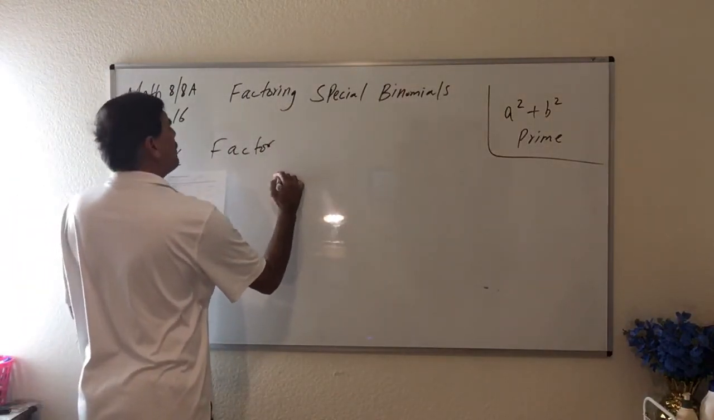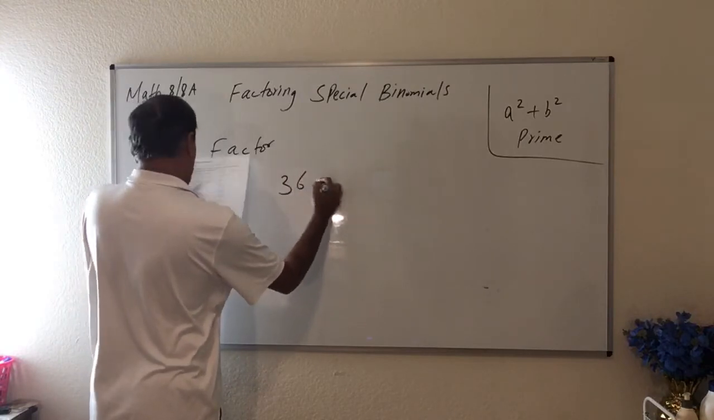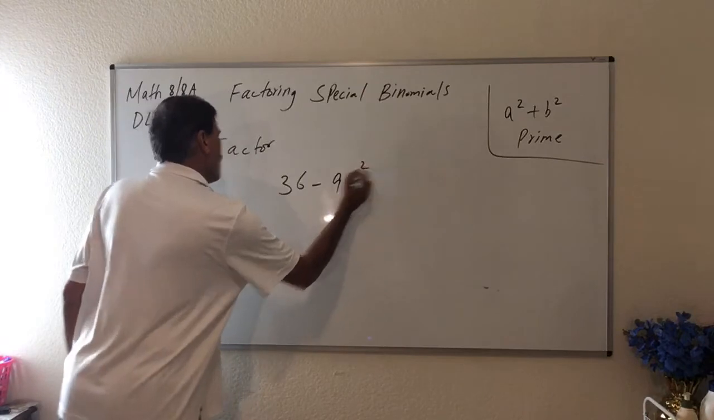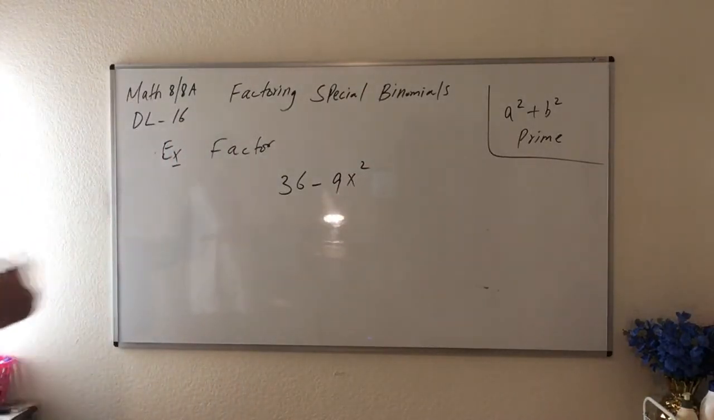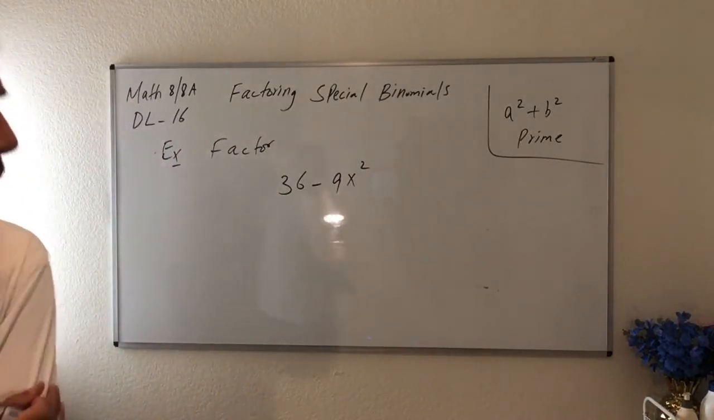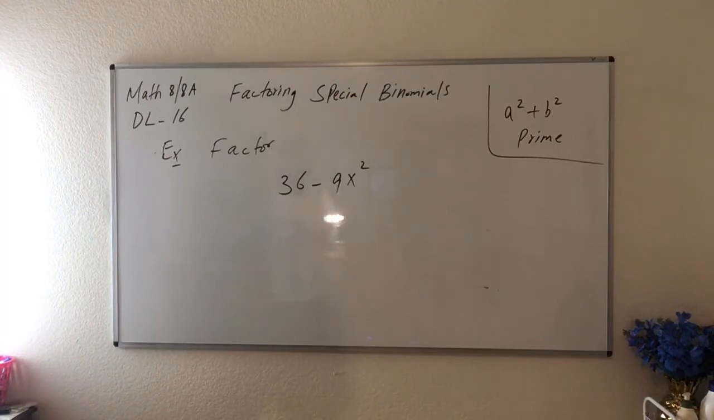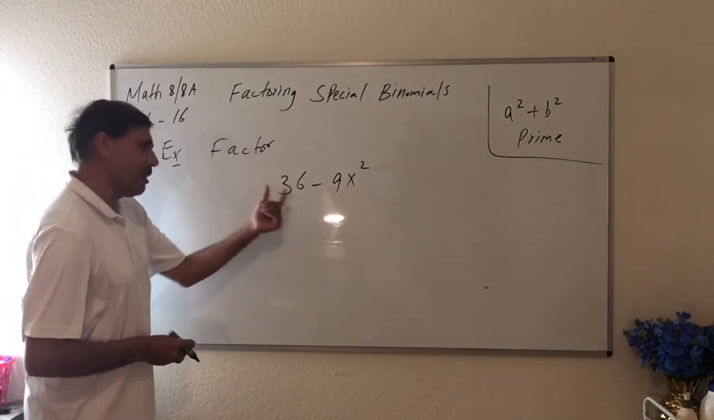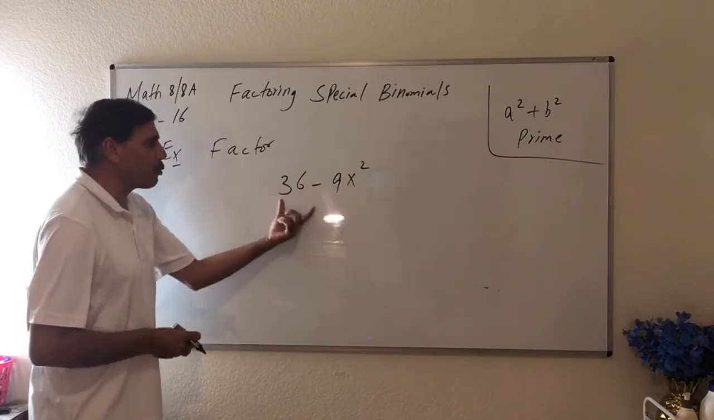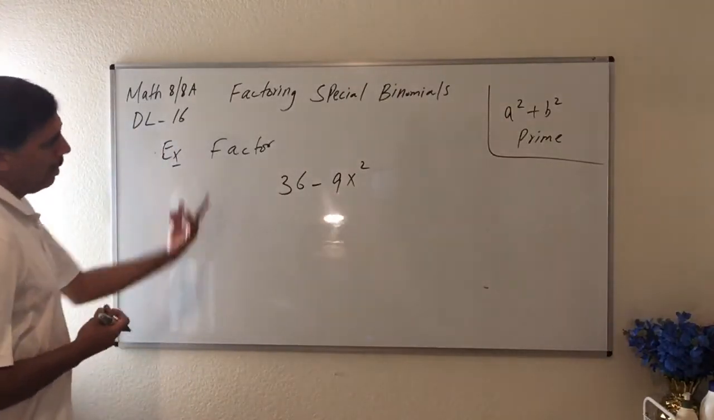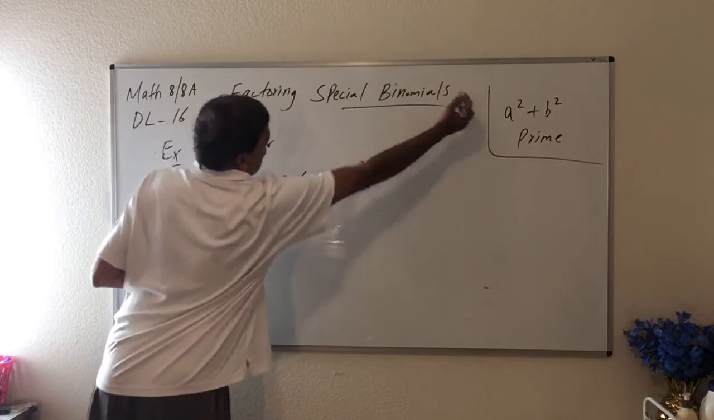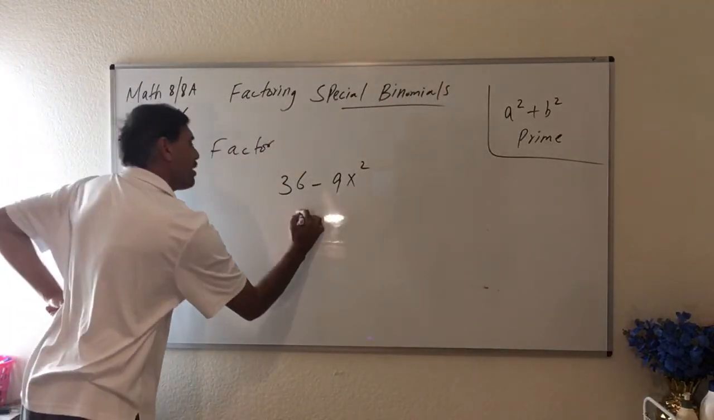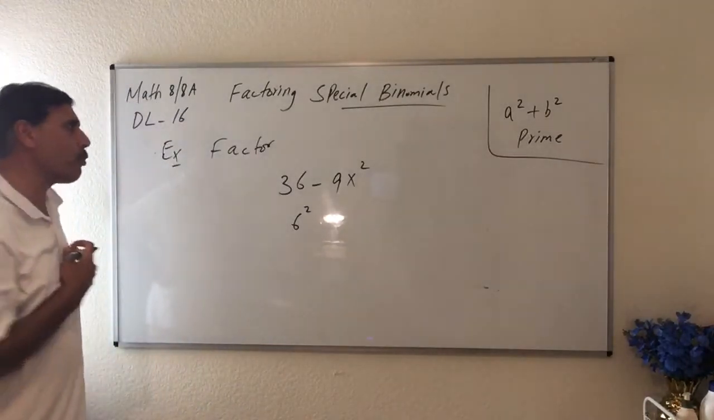Let's say we have 36 minus 9x squared. Is it a binomial? Yes. Is it minus in the middle? Yes. So far so good. To apply the special case, it must be a minus here, and they both must be perfect squares. It must be a binomial. So we're saying it is a special binomial. Is 36 a perfect square? Yes. What is the square root of 36? 6 squared. It is a perfect square.